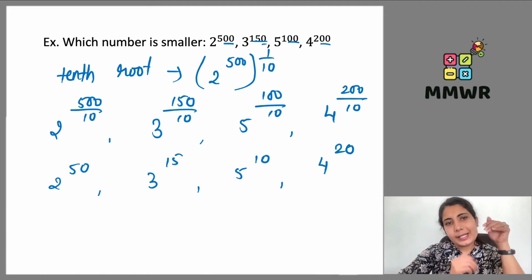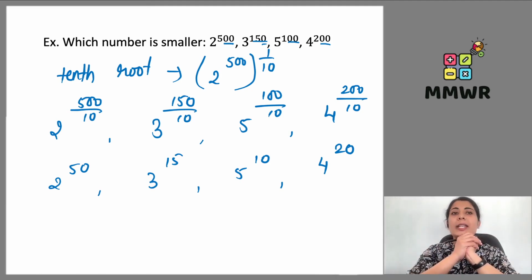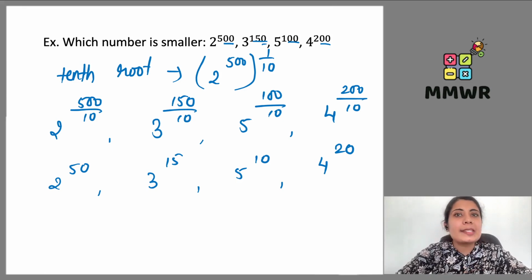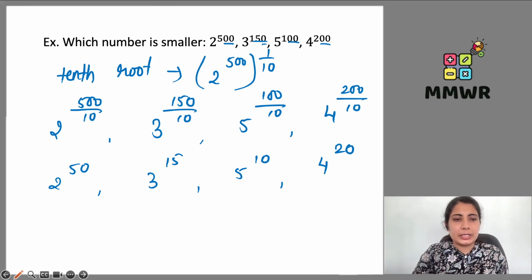इस क्वेश्चन को मैंने स्टेप बाय स्टेप इसीलिए करवाया क्योंकि स्टार्टिंग में ही हम ये कैसे डिसाइड कर लें कि किससे डिवाइड करना है. Yes, one more way is there. We can find out the HCF of the powers. So powers क्या हैं? 500, 150, 100, 200. अभी तो मैं इसको इसी मेथड से करवा देती हूँ.